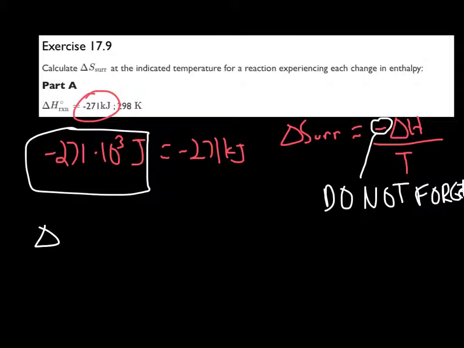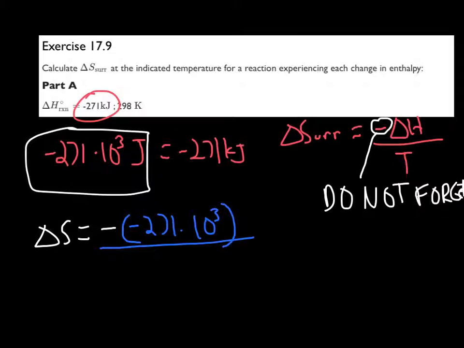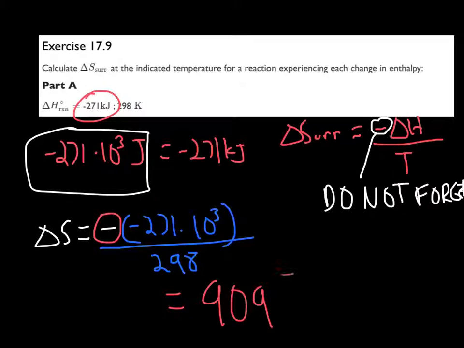Delta S equals the negative value. Now, remember that negative. And now we have negative 271 times 10 to the third divided by the 298 Kelvin, right? Now, I did this in blue right here. So I want you guys to remember this value. So we have a negative times a negative. What's that going to equal? It's going to equal a positive. So what's this going to be? When we do the math out, I got a value of 909 joules per Kelvin.